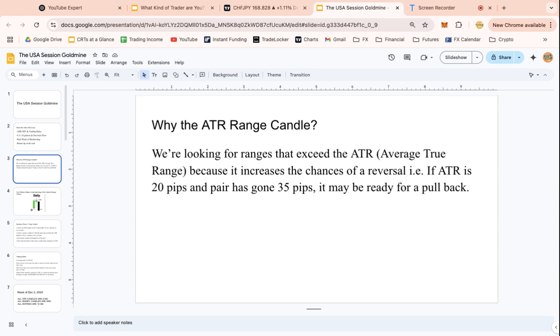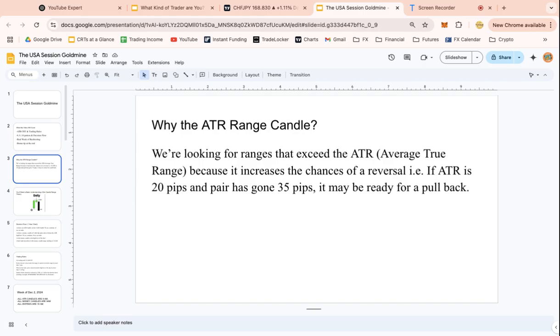So the foundation of this method is the average true range candle. What does that help us do? It helps us identify a high probability trading range that we can use to take an entry. So for example, when you look at a 1 hour chart, all of these trades are going to be based on the 1 hour chart.